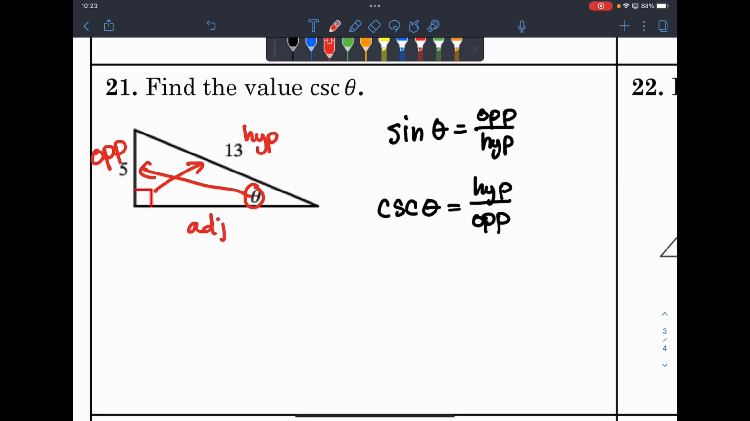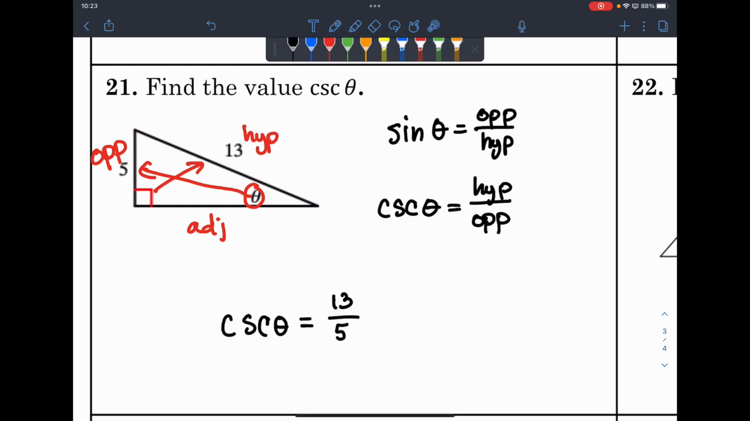And while we do not need the adjacent side, I'm just going to label it there. So our answer here is that the cosecant of this angle will simply be 13, that's the hypotenuse, over the opposite side of 5.